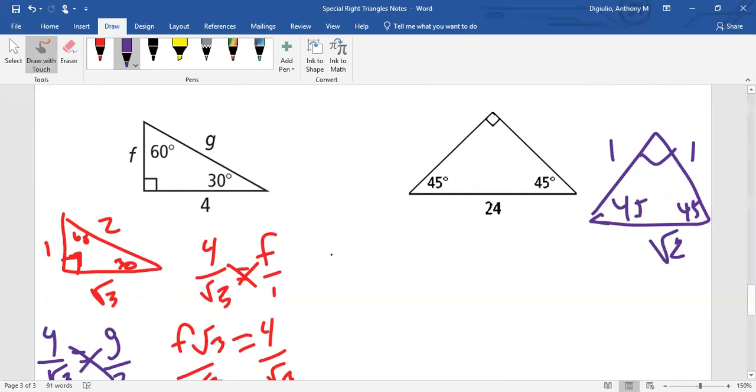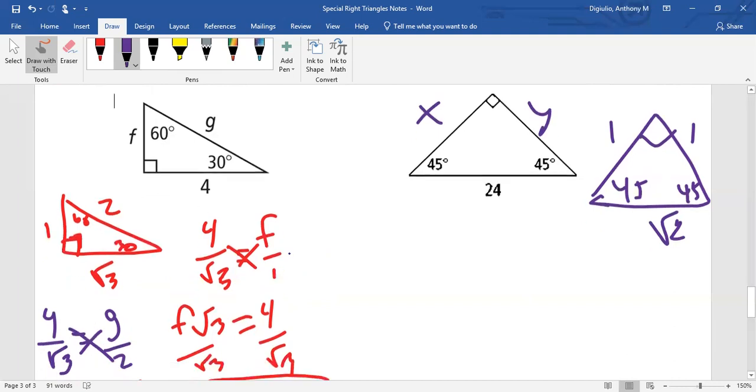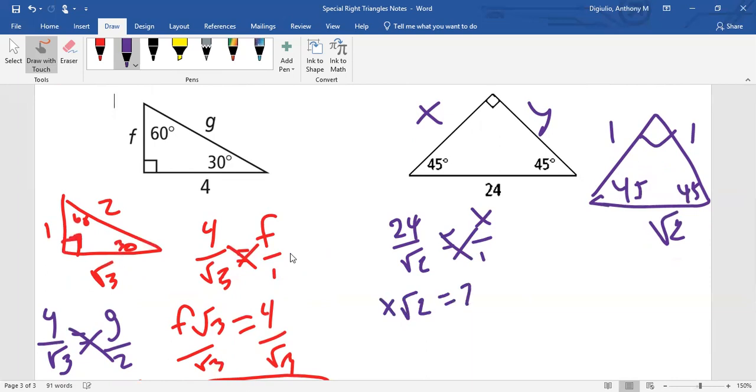We're going to go ahead and solve this. We got an x here, we got a y here. So first one I'm going to do is 24 over root 2 equals x over 1. Let's solve for x first. I cross multiply. I get x root 2 equals 24. And then just like we did in the other problem, I would encourage you to type this in on your calculator when we end up dividing by root 2. And you'll end up getting that x equals 12 root 2.